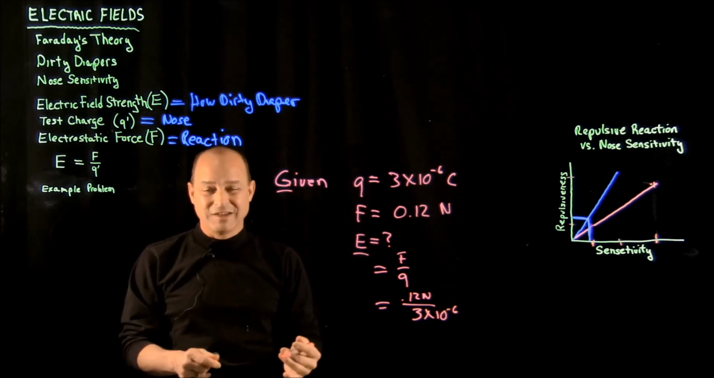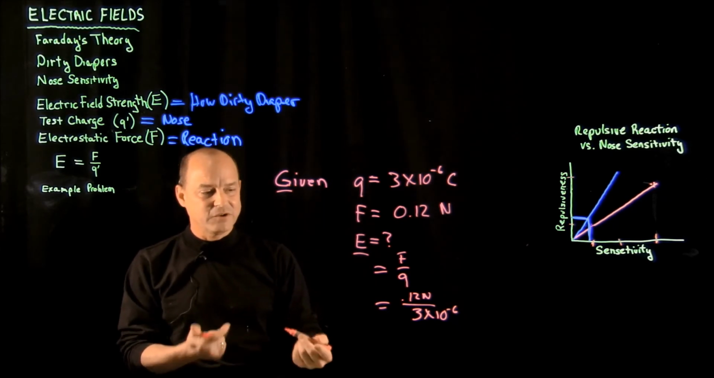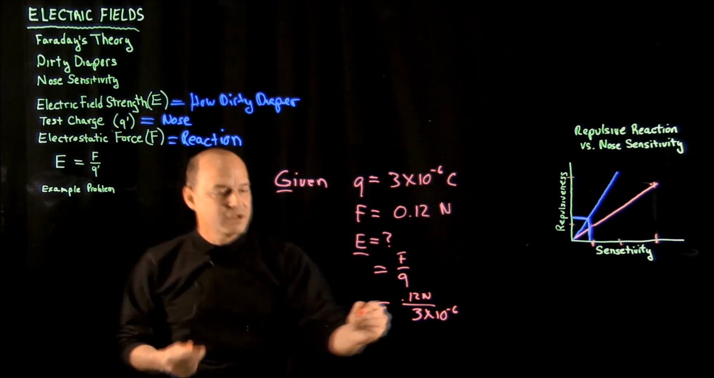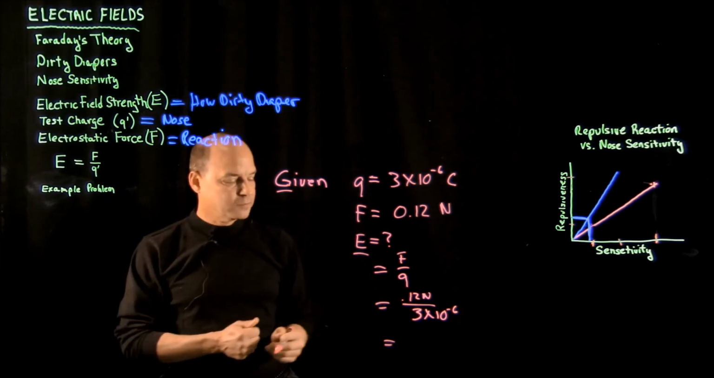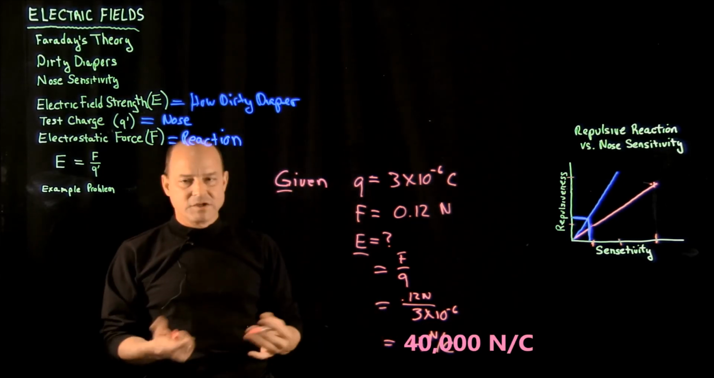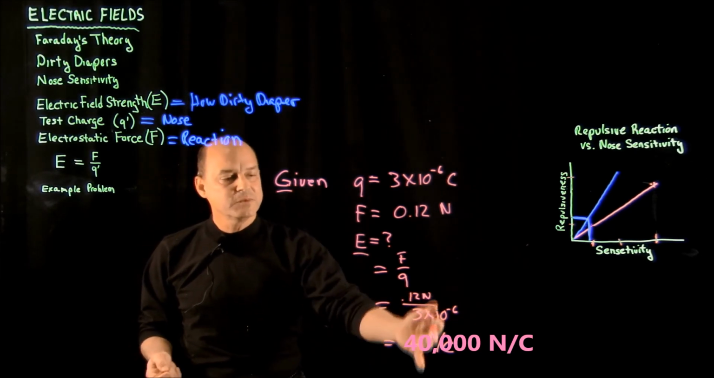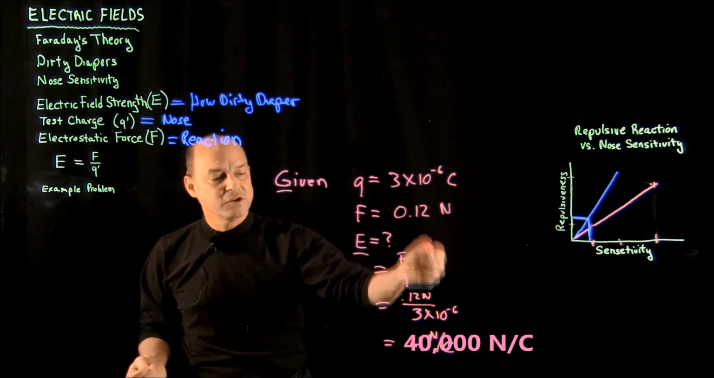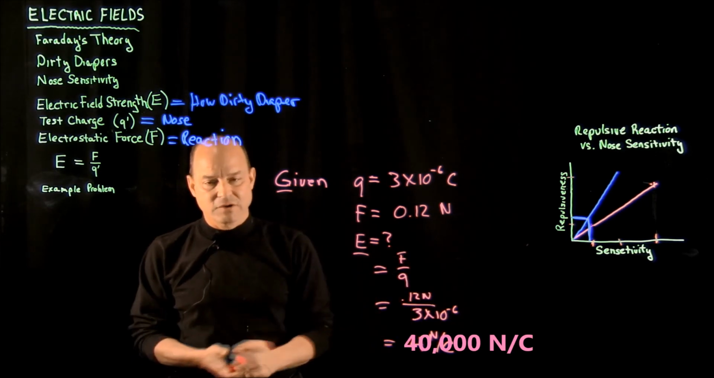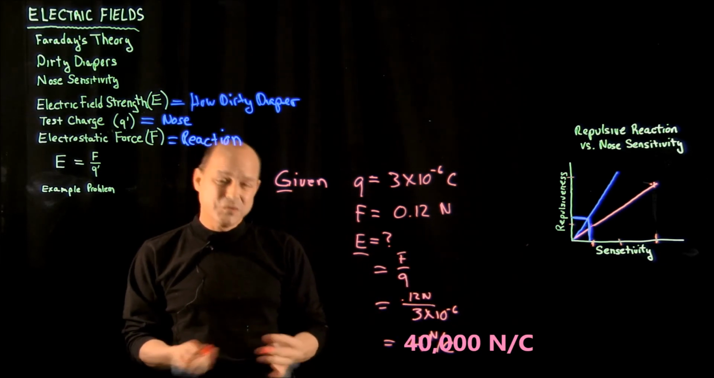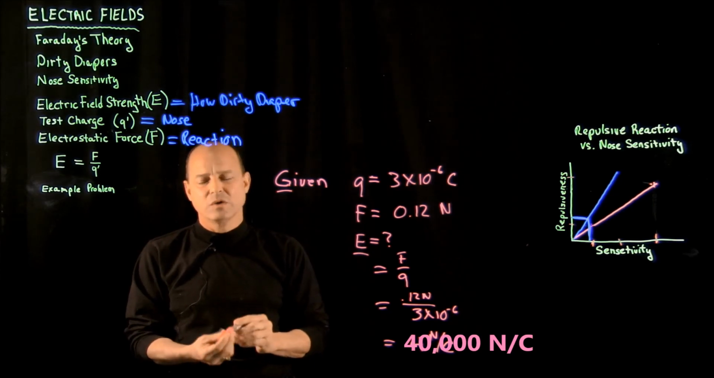Pause the video, get your calculator. I think this is an easy one for you to do as long as you know how to do exponents. Did you get the right answer? 40,000 newtons per coulomb. Again, newtons per coulomb because it's force in newtons and charge is measured in coulombs. Okay? This was an easy problem. They get a little bit harder. We'll do some in class.